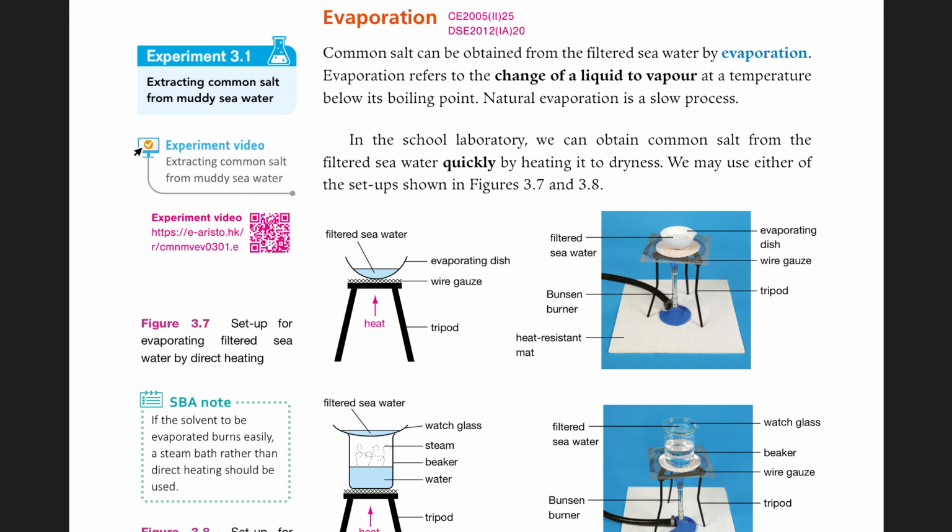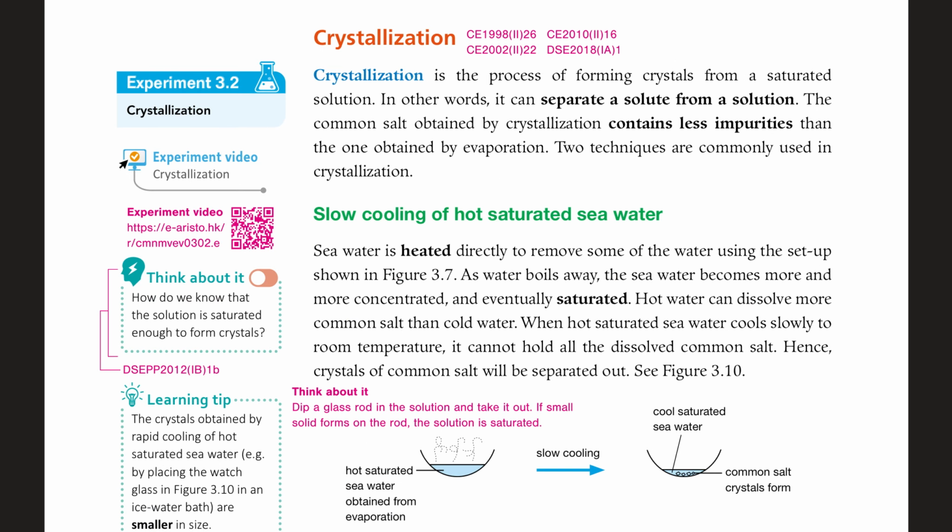The benefit of using the lower one is that by using a steam bath, the heating is much more gentle and would be safer when compared with direct heating. So if the solvent is flammable, which would catch fire easily, then we would choose to use the setup with a steam bath.